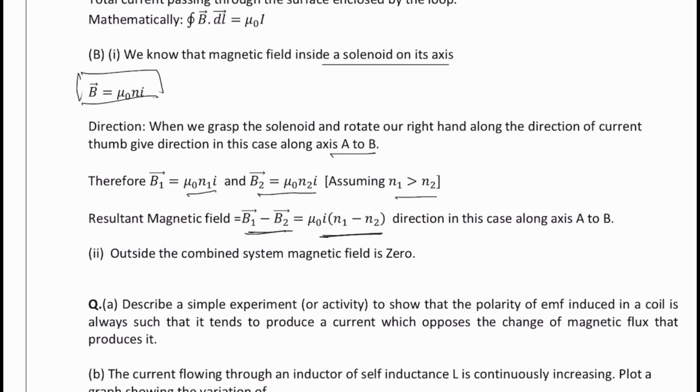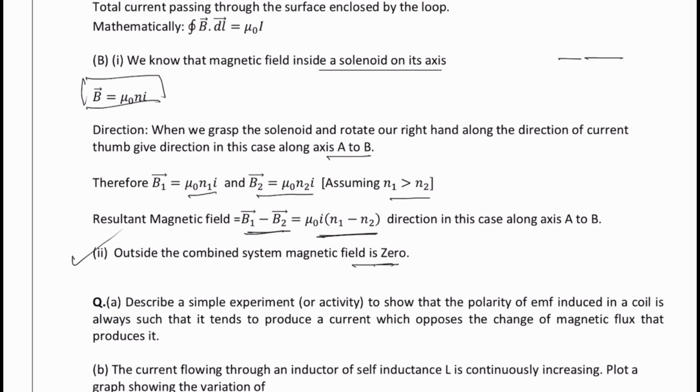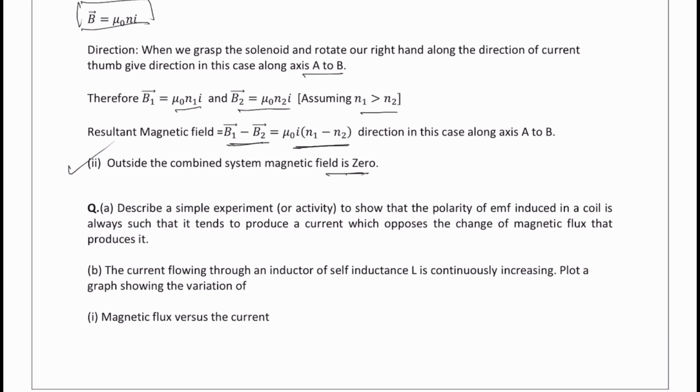As per this condition, outside the combined system the magnetic field will be 0, because the fields cancel each other, and the direction of current is also reversed. So just take a screenshot so that you can reproduce it in your exam.